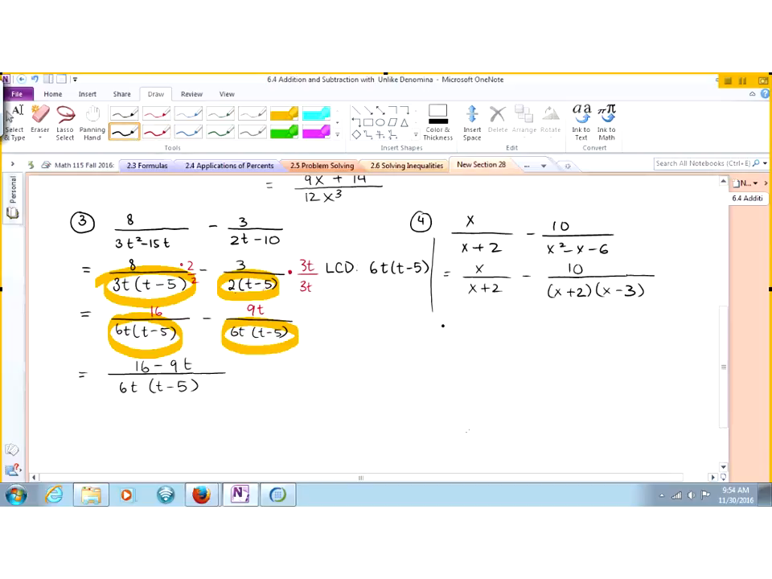So, yes. Now, what is the LCD? X plus 2 times x minus 3. So the LCD is this factor. What are all the distinct factors? X plus 2 times x minus 3. And I choose the highest exponent. Do I have a highest exponent? No. 1. You're right. So now I'm going to rewrite using the LCD.